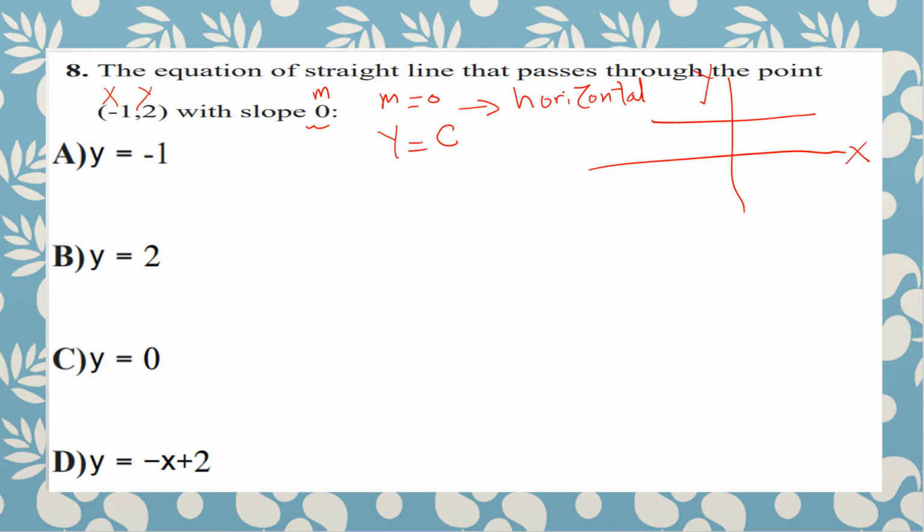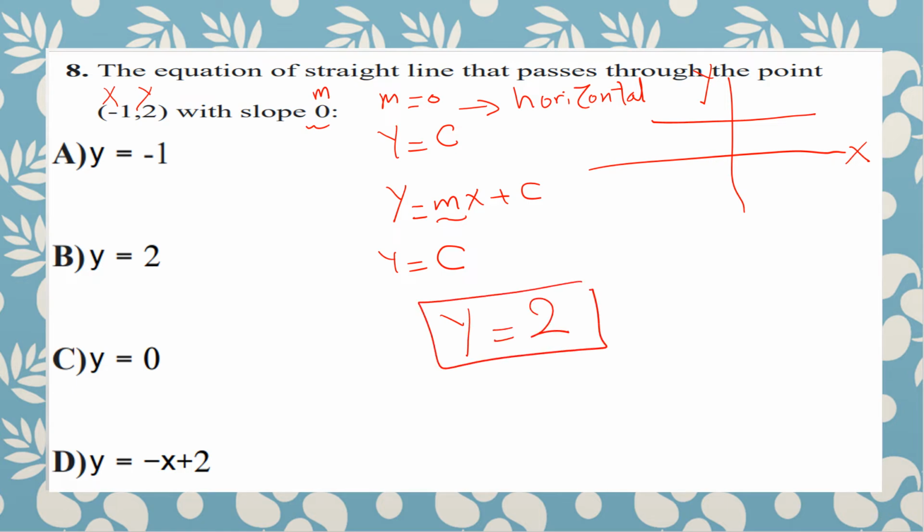There is no x, or you can write y equals mx plus c, and m here equals 0, so y equals c. So the equation of the straight line is y equals 2. And the correct answer is B. And 2 is the value of y in the given point.